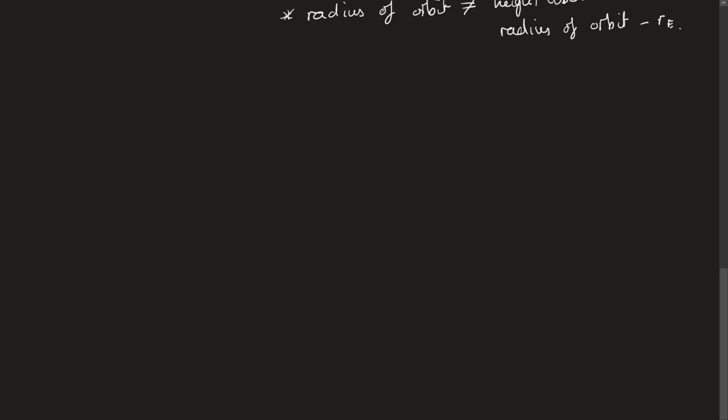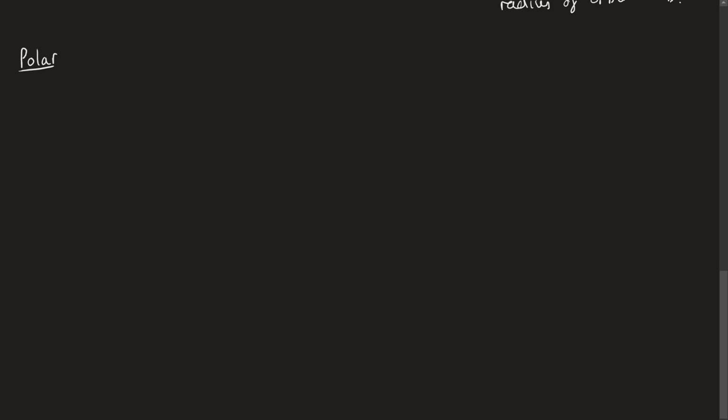The last kind of orbit we have are polar orbits. So polar orbits differ from the other two because they have nothing to do with the time period of Earth. They can actually orbit Earth much quicker than the time period of the Earth because they're much closer to the surface. So they're kind of low orbit satellites that will pass over the poles of Earth.